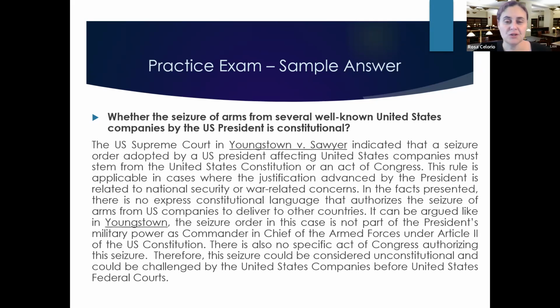So in this particular case, we have whether the seizure of arms from several well-known United States companies by the US president is constitutional. And then basically the explanation is that the US Supreme Court in Youngstown v. Sawyer indicated that a seizure order adopted by a US president affecting United States companies must stem from the US Constitution or an act of Congress. This rule is applicable in cases where the justification advanced by the president is related to national security or war-related concerns. In the facts presented, there's no express constitutional language that authorizes the seizure of arms from US companies to deliver to other countries. It can be argued, like in Youngstown, that the seizure order in this case is not part of the president's military power as commander-in-chief of the armed forces under Article 2 of the US Constitution. There's also no specific act of Congress authorizing the seizure. Therefore, the seizure could be considered unconstitutional and could be challenged by the United States companies before US federal courts.